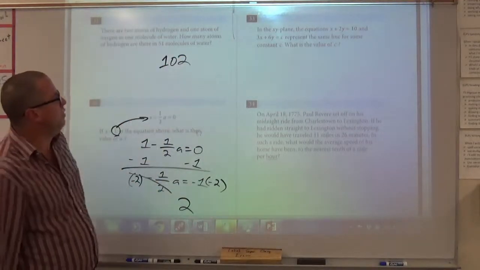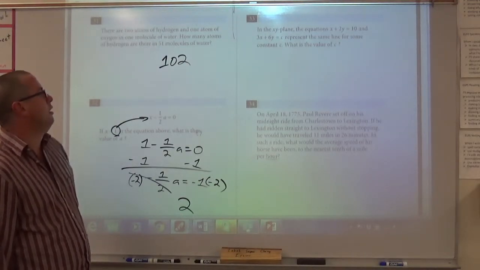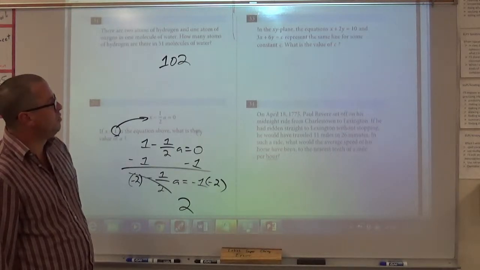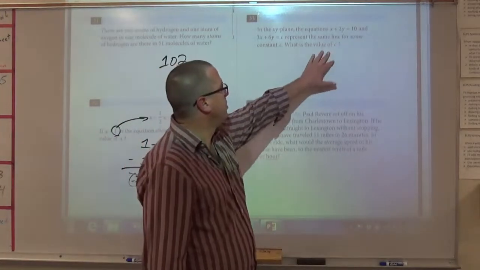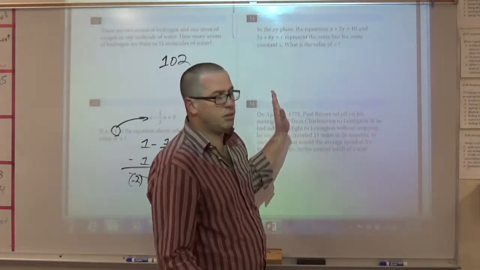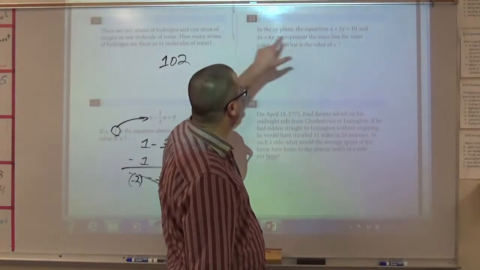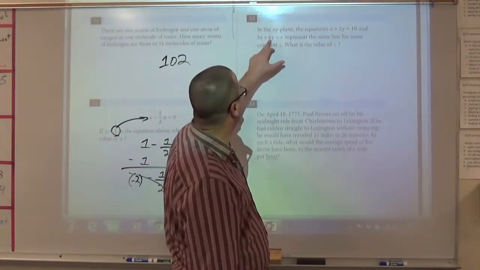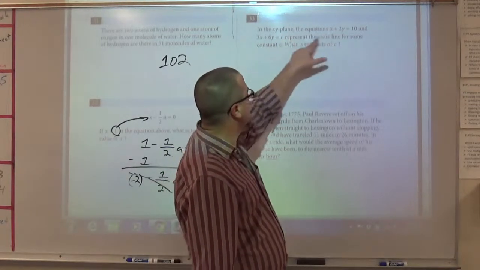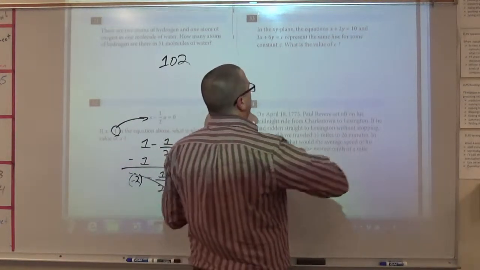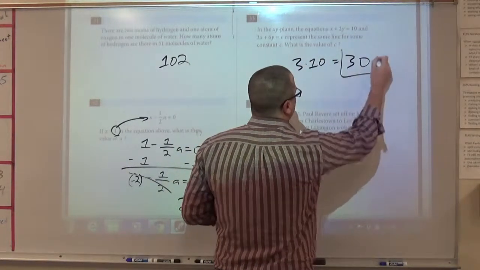For number 33, in the xy plane, the equations x plus 2y equals 10 and 3x plus 6y equals c represent the same line for some constant c. What is the value of c? The first thing you need to notice here is that here we have x, here we have 3x, so this is 3 times that. You got 2y and 6y, so this is 3 times that. So that means my c is going to be 3 times that. So 3 times 10, it's going to give me 30.